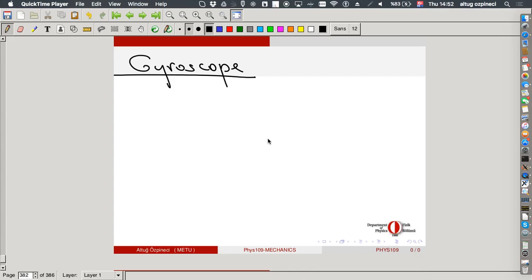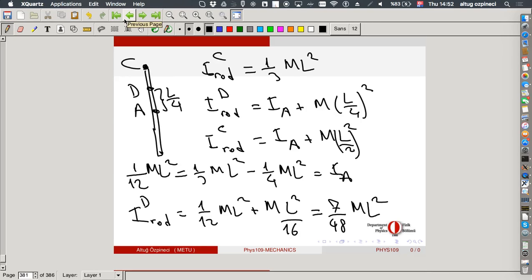Okay, so this hour we will be discussing the gyroscope, but before beginning the gyroscope, do you have any questions about our previous example?